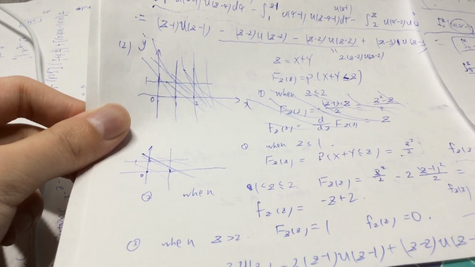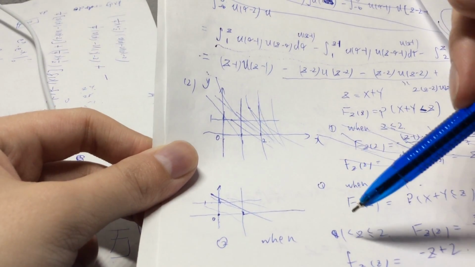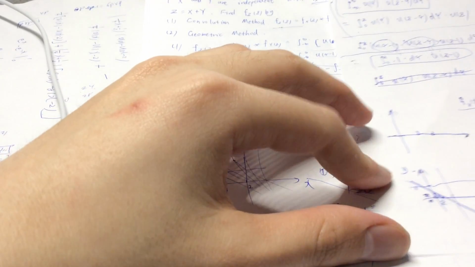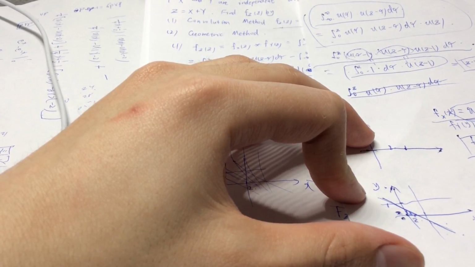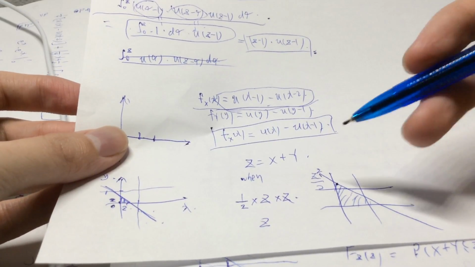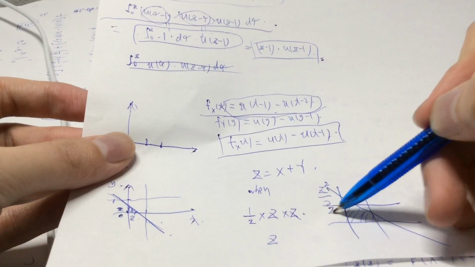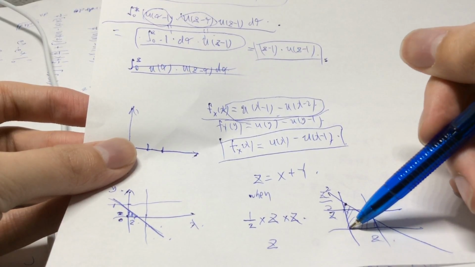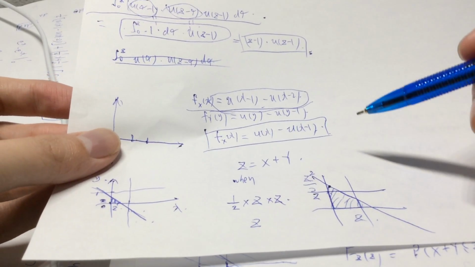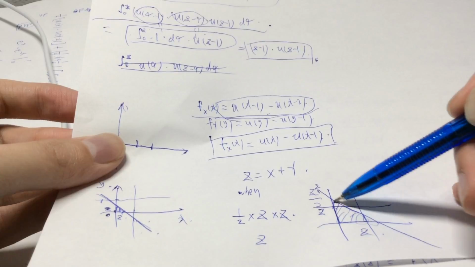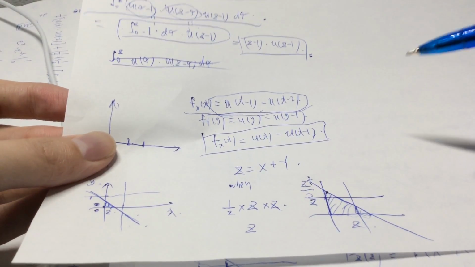Then we discuss when z is more than 1 and smaller than 2. So this is what we need to calculate. It contains 3 parts. We need to calculate this area. So we can use the area of this big triangle minus these two similar areas.